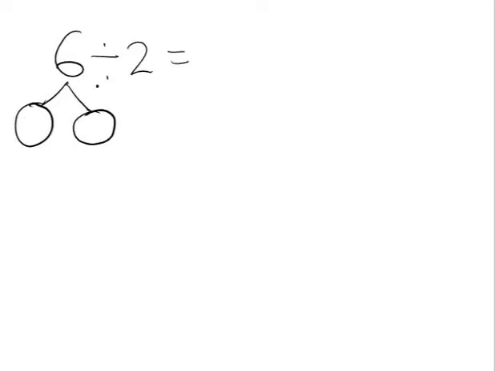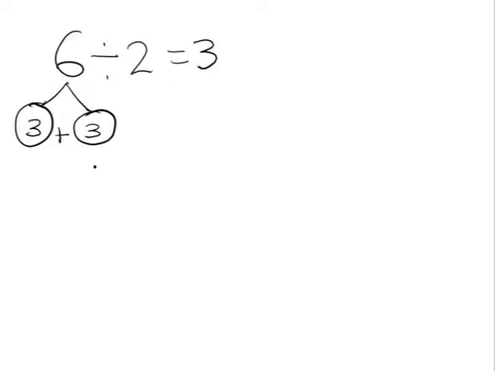Right, if I've got an example of 6 divided by 2, what does 6 divided by 2 mean? It means that we have to share 6 sweets, or 6 of anything, by 2 children. What will each child get? Each child will get 3 sweets. That's because 3 plus 3 is equal to 6. Therefore, 6 divided by 2 is equal to 3.